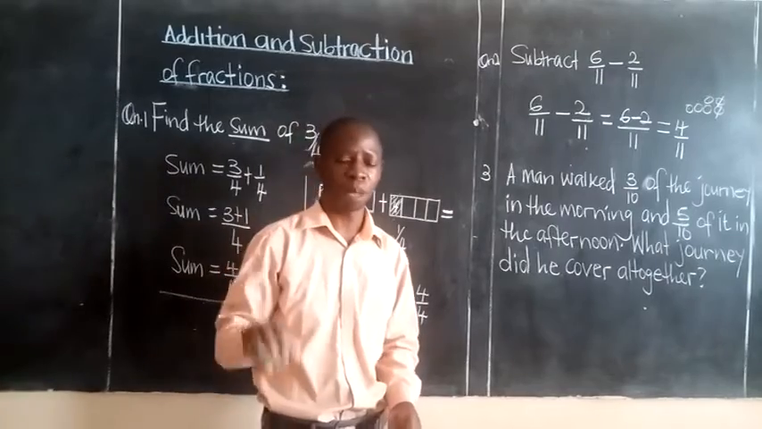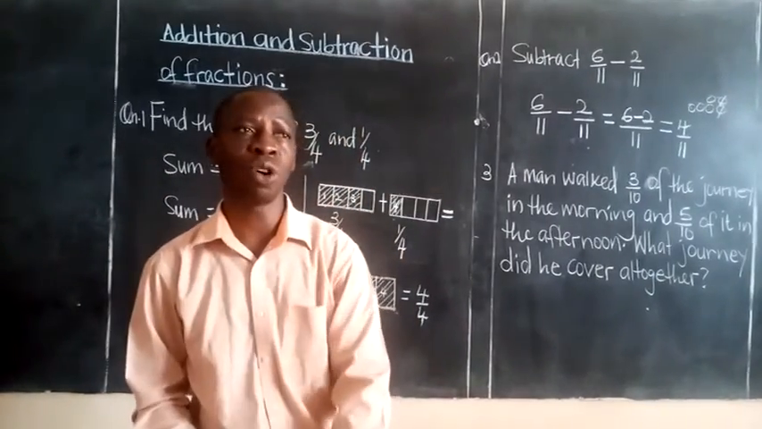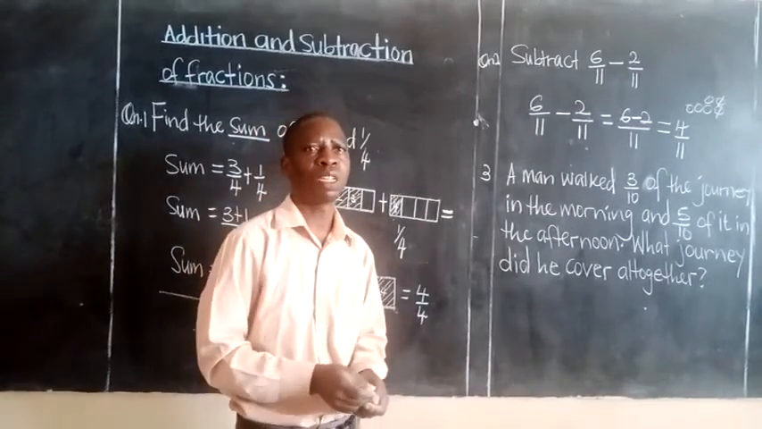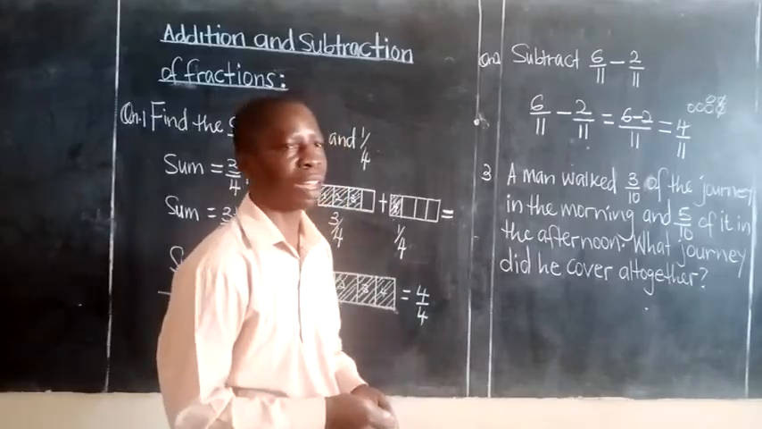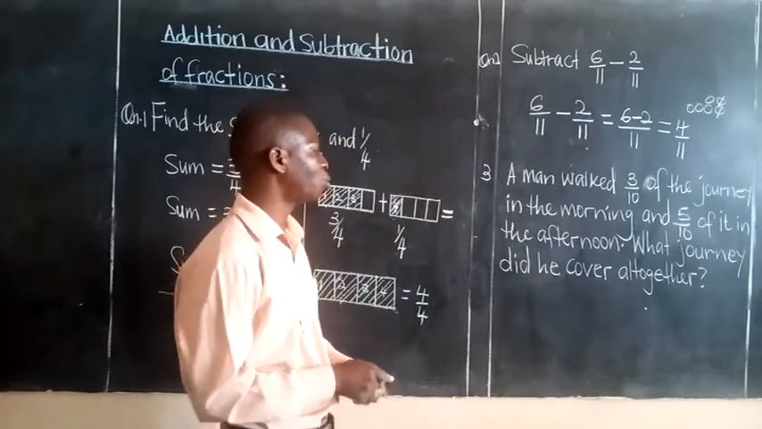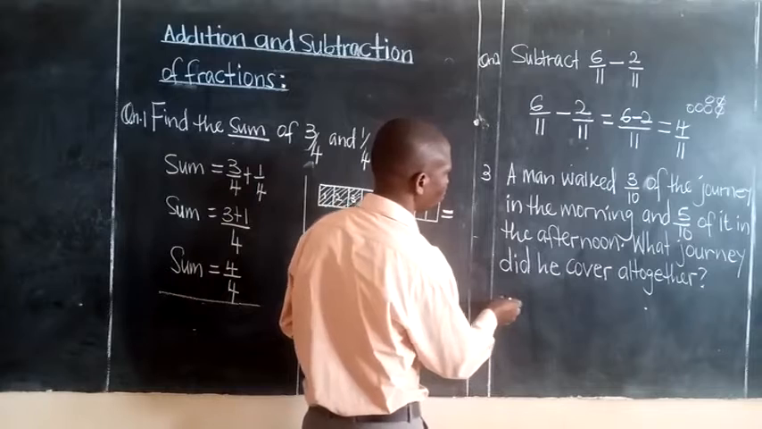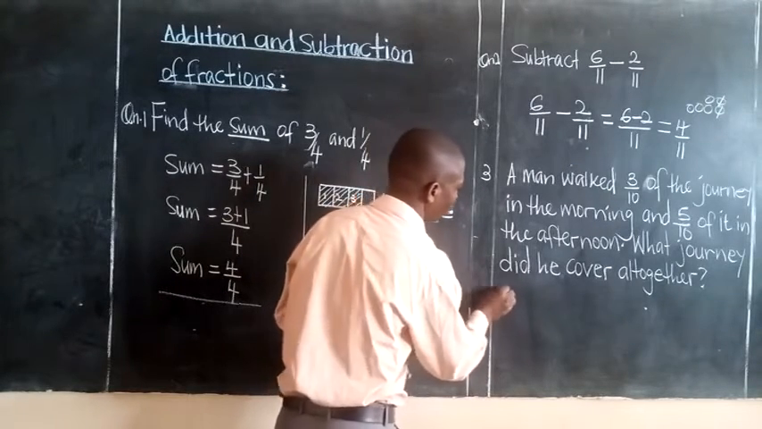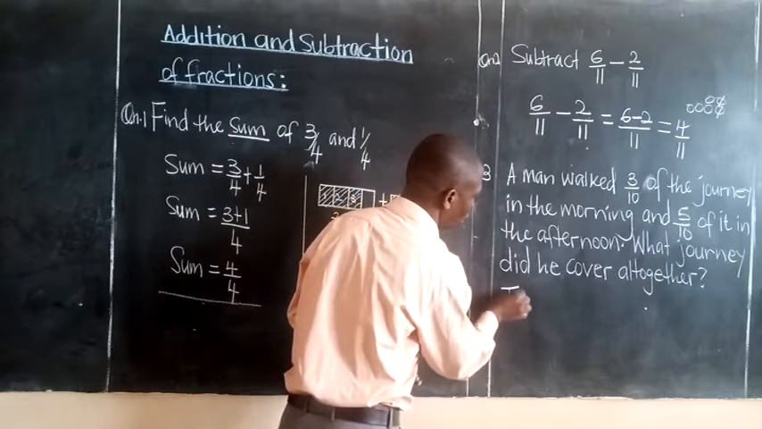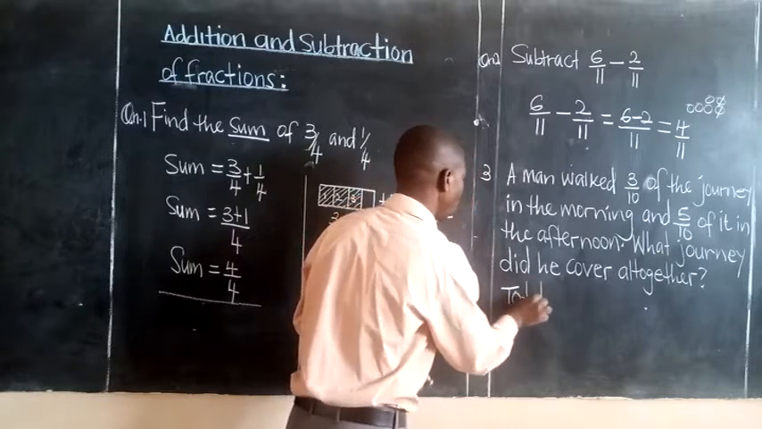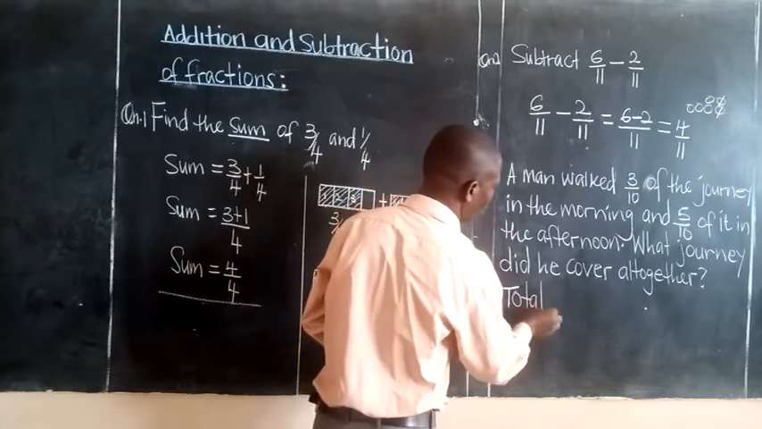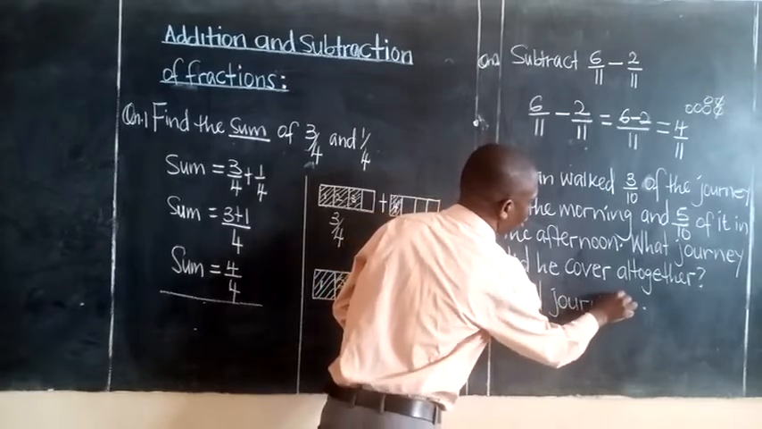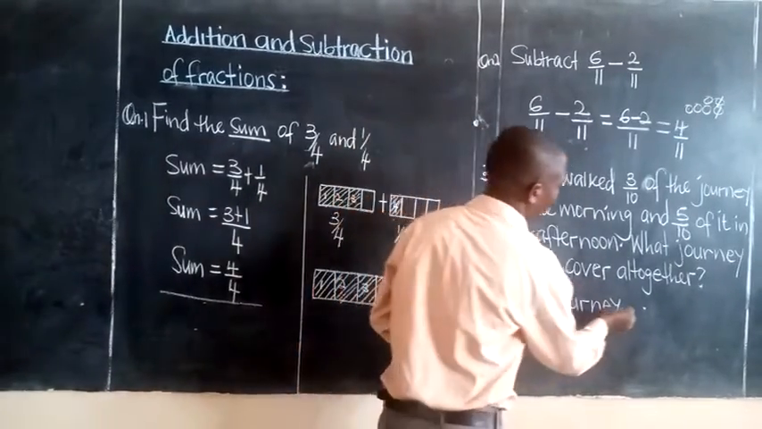In my explanation in the previous lesson, I said altogether means addition, means total. How do we get altogether? We get altogether by adding. Therefore, we are going to add. So we shall say total journey. We call it total journey, or you may call it altogether.